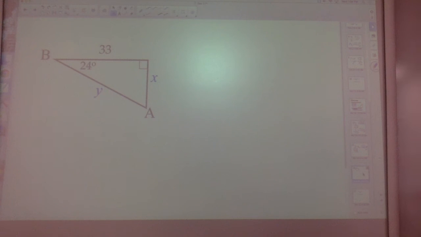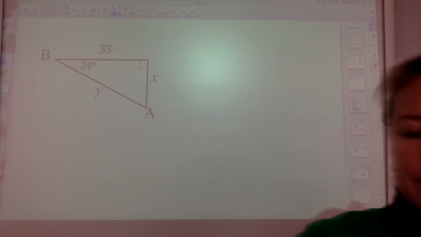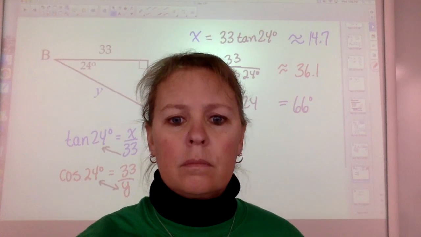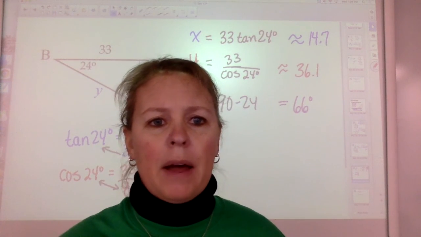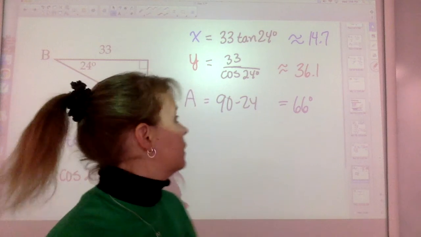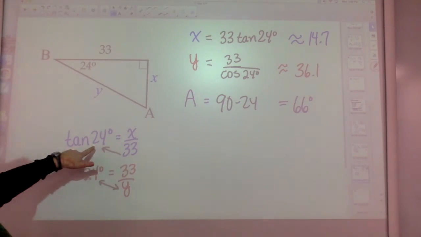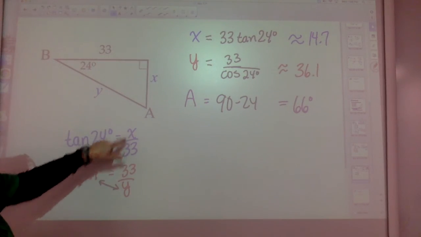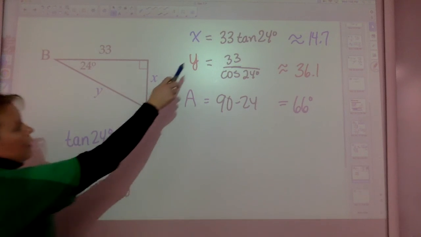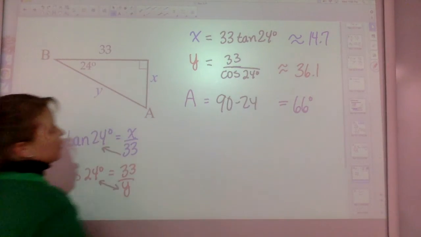They should add up to 90.0. Last one, find it on your own. Find X, find Y, find the measure of angle A. On your mark, get set, go. Okay, you should be back. Looking for X. Trying to find X. Did you use tangent, opposite over adjacent? Did you cross multiply? 33 times tangent of 24 is 14.7.